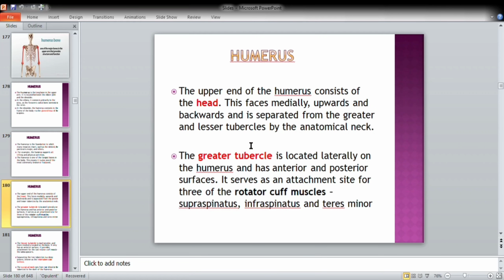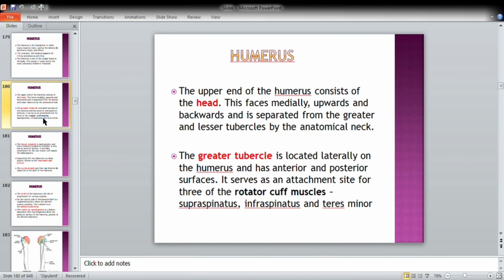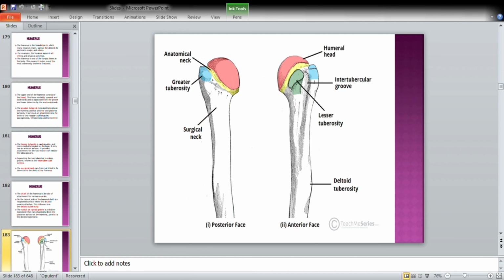The upper end of the humerus consists of the head, as I explained before. This faces medially, upward and backward. As I explained before, this is the anatomical neck and this is the humeral head. Now, this is the greater tuberosity, and here is the lesser tuberosity. There lies the intertubercular groove. So the anatomical neck separates the humeral head and the tuberosities.